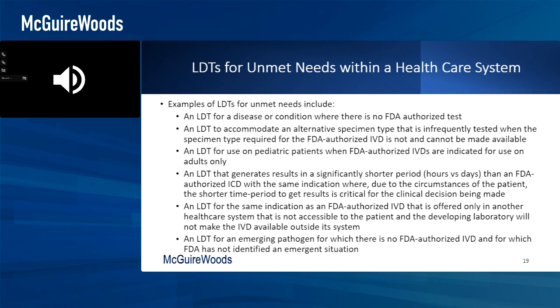So the LDTs for unmet needs, what is that? So typically it's where we're looking at a disease where there is no FDA authorized test, and a hospital maybe sees, they're in a particular area where they're seeing an uptick in a particular disease. There isn't already an FDA authorized test. This kind of harkens back to the true 1976 LDT. We've come up with a way to test for something where there is no other test, or accommodating alternative specimen types. So typically you require one fluid to do the test, but you can't get it. So, can you run the test on a different one, is it plasma versus whole blood?